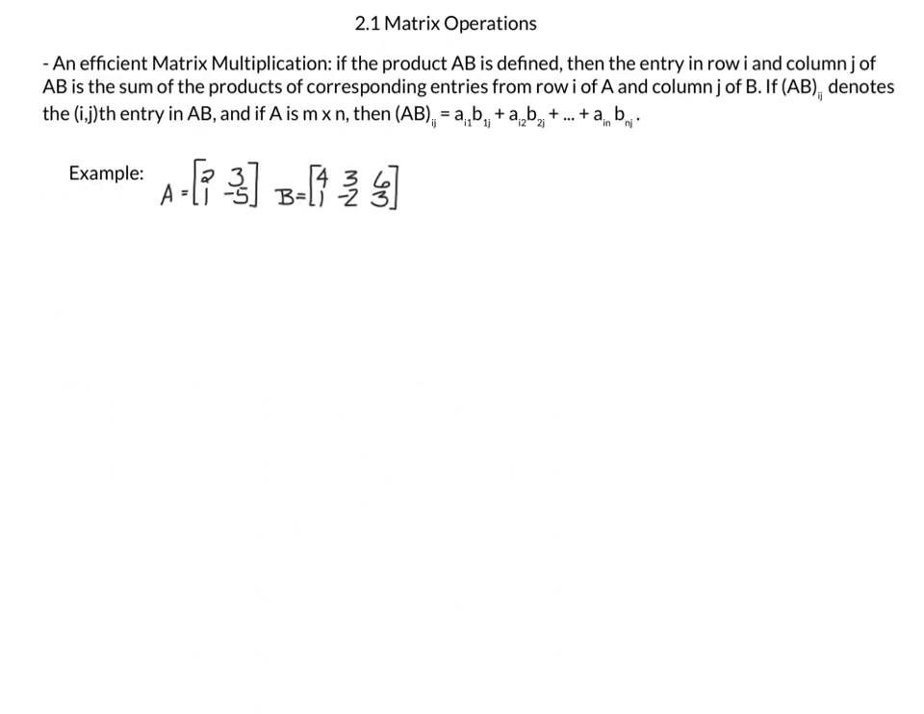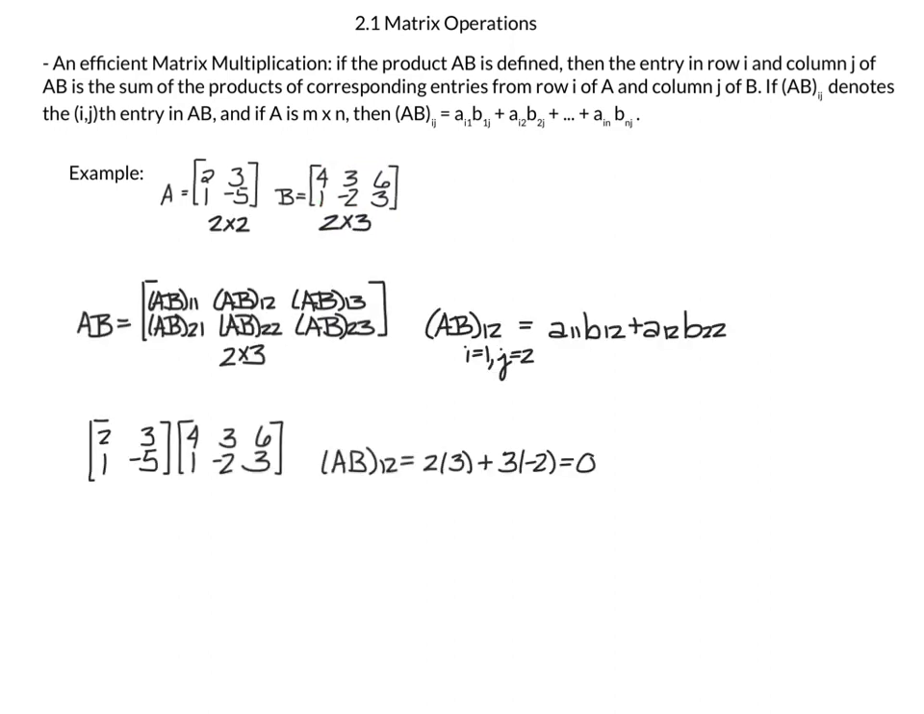We will do this example to illustrate this definition of matrix multiplication. A is equal to 2, 1, 3, negative 5, and B is equal to 4, 1, 3, negative 2, 6, 3. When we do AB, we are expecting our solution to be a 2 by 3. I wrote the elements here. (AB)11 is the first row, first column. (AB)12, first row, second column. (AB)13, first row, third column. Then (AB)21, (AB)22, and (AB)23.